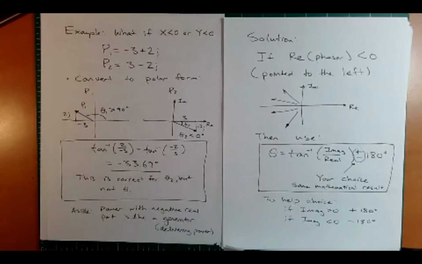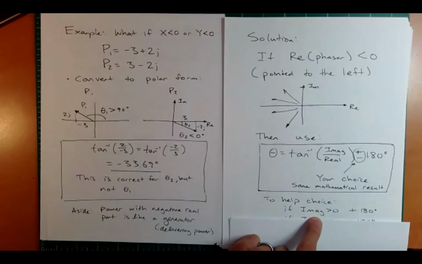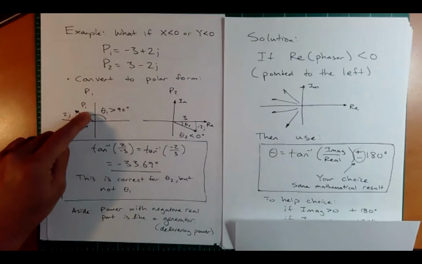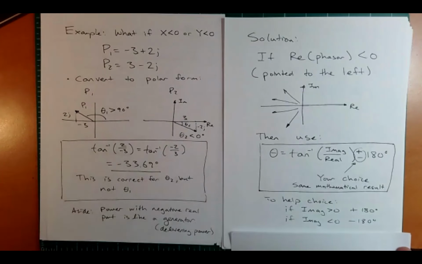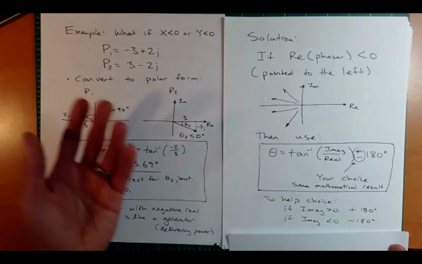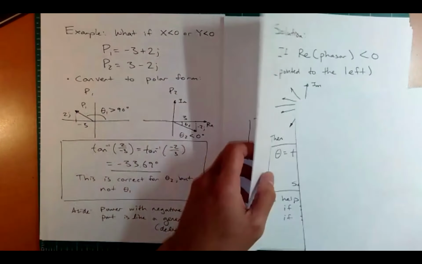It's your choice. Now, one way you can do it is you could then look at the imaginary part. If the imaginary part is positive, then you would add 180. And so that would give you this one. But if you chose the negative, it's still fine. Now, if the imaginary part was negative, then you could choose the -180. It would just make the number overall smaller. And what do I mean by that? Well, let's do a little example.